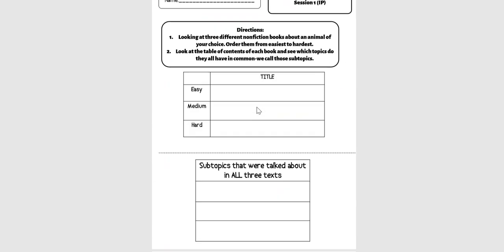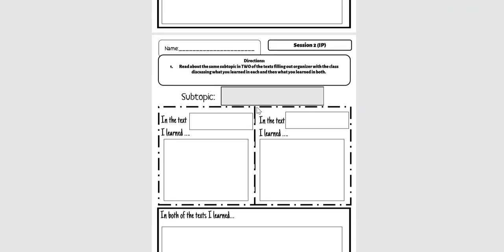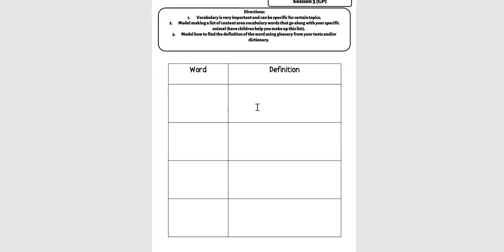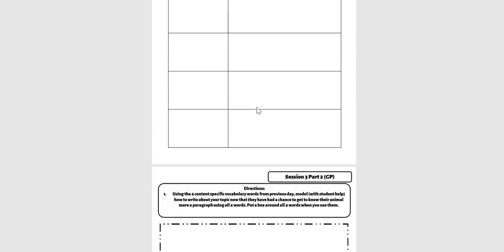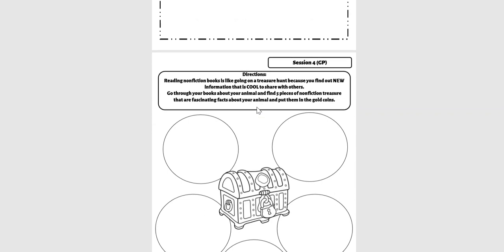So it goes through the sessions. This session is about looking at subtopics and then synthesizing with 2 different texts what they learned about that subtopic to then help them with their research in the end. Looking at vocabulary and how that's very important to the text and specific, just content-specific vocabulary for different animals. Okay, then they're going to be looking for cool facts that they could share.